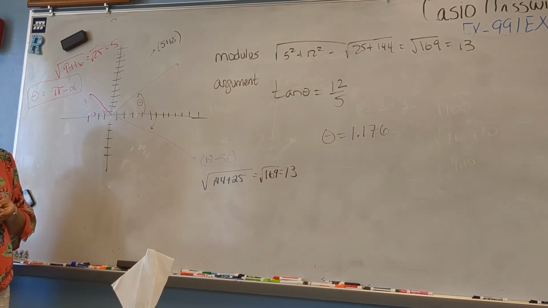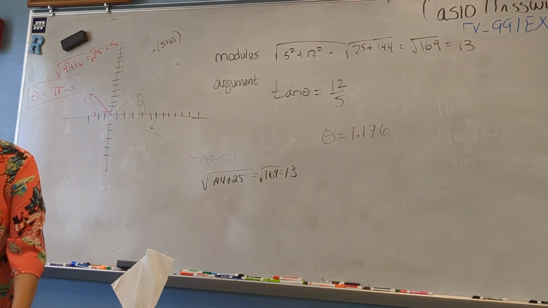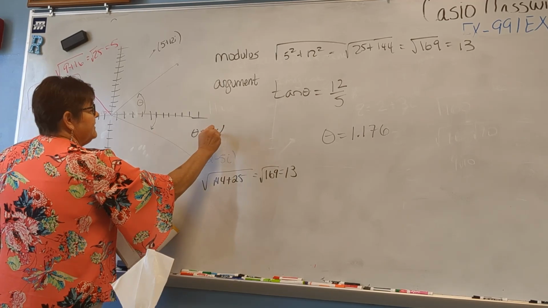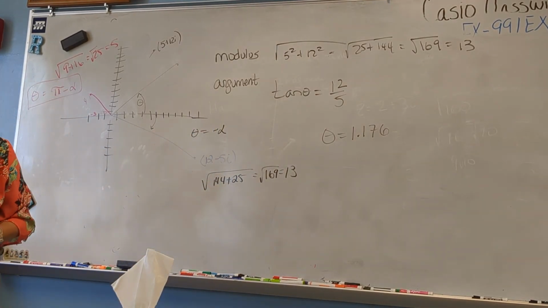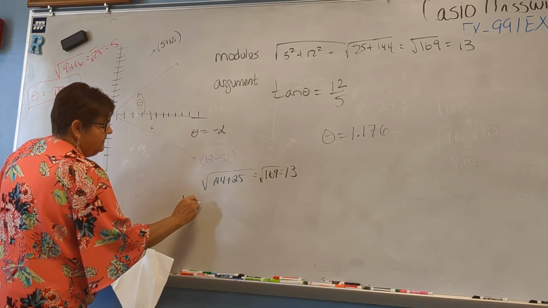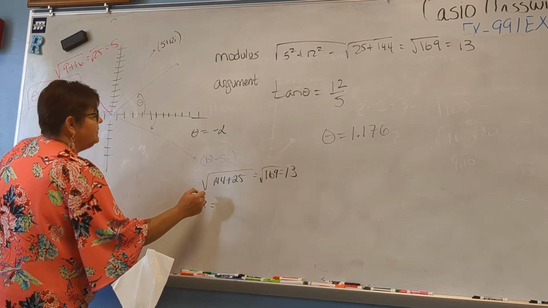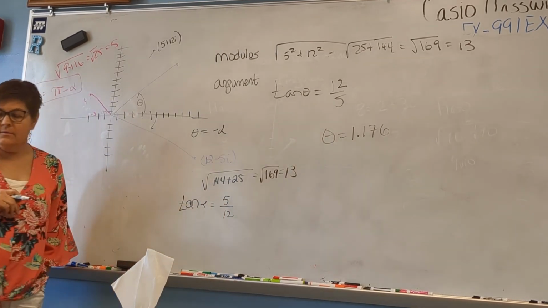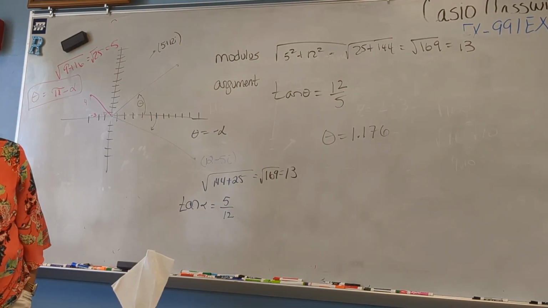Do you guys agree? So if you found the positive version of it, you could just negate it and find your other angle. So the theta is going to be the negative alpha. So go ahead and take tan, we'll call it alpha, just so you have two different versions of it, is equal to the y over the x. So go ahead and plug that in. Equals 5 over 12.